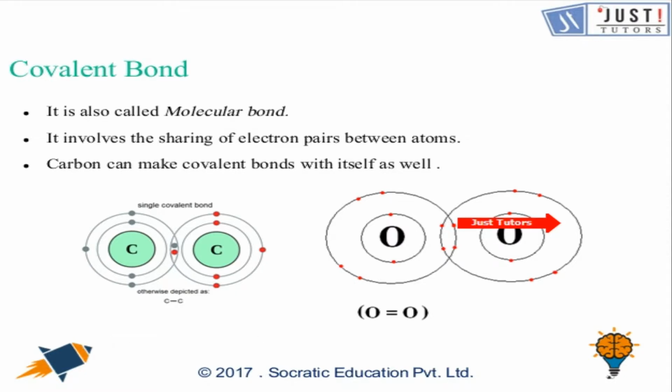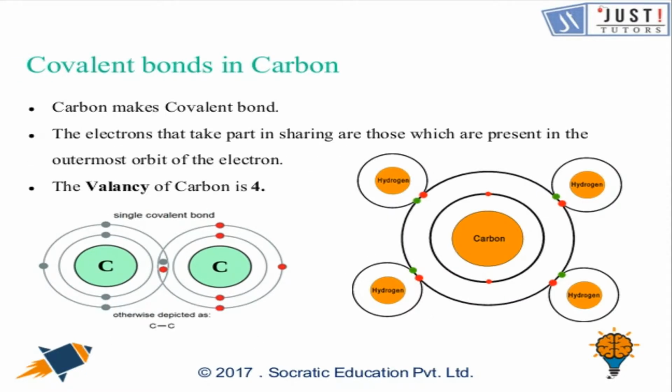Now let's move on to covalent bonds in carbon. Carbon makes covalent bonds, and why does it make covalent, not ionic bonds? Because if it wants to make ionic bonds, there are two possibilities. We know that for a stable state, the outermost shell must have 8 electrons. So if carbon wants 8 electrons in the outermost shell, it will have to take 4 more electrons from some other element.